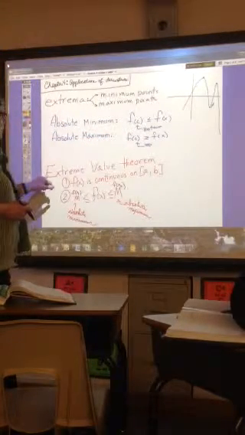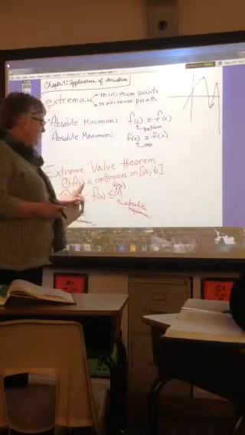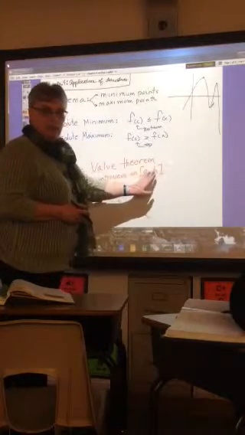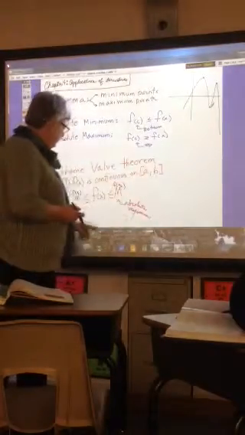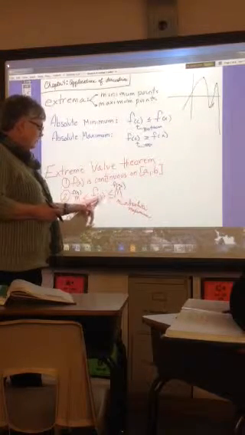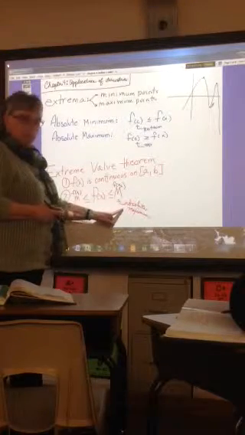And then we'll talk about the extreme value theorem. We first deal with a function in a closed bracket. In other words, between a and b, including those endpoints. Inside that bracket, we have some f of x that's between the absolute minimum and the absolute maximum.